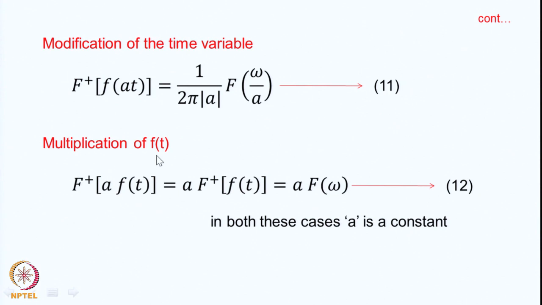Multiplication of f of t: if I were to multiply this f of t by a constant, where a is a constant, then it will amount to multiplication of the whole frequency domain spectrum by the same constant. This is like when you are doing an experiment and you enhance the gain, this is the so-called gain. So if you multiply the entire function by a constant, then your entire frequency domain spectrum will be multiplied by the same constant a.